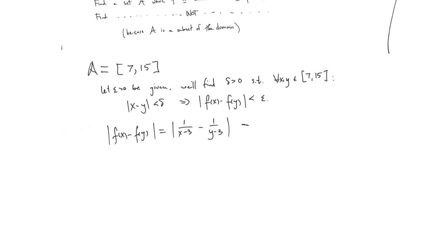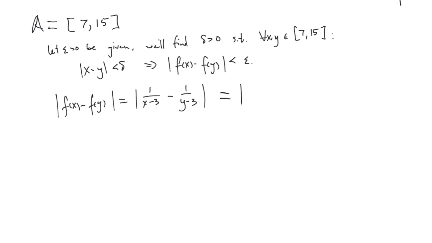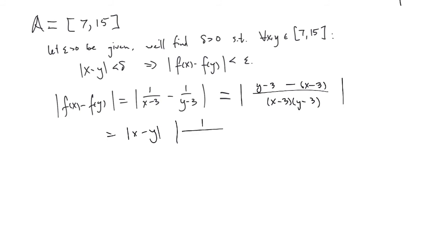Anyway, what do I do from here? The only way that I know of to pull x minus y out of that is to make a common denominator and try to add the fractions together, which is a little nasty, but it's going to work. So you're going to get y minus 3 minus x minus 3 over the common denominator, x minus 3, y minus 3. And then up top, the 3s will cancel, and I get, maybe skipping a few algebra steps, I'm going to write it this way. x minus y over x minus 3 times y minus 3, like so.